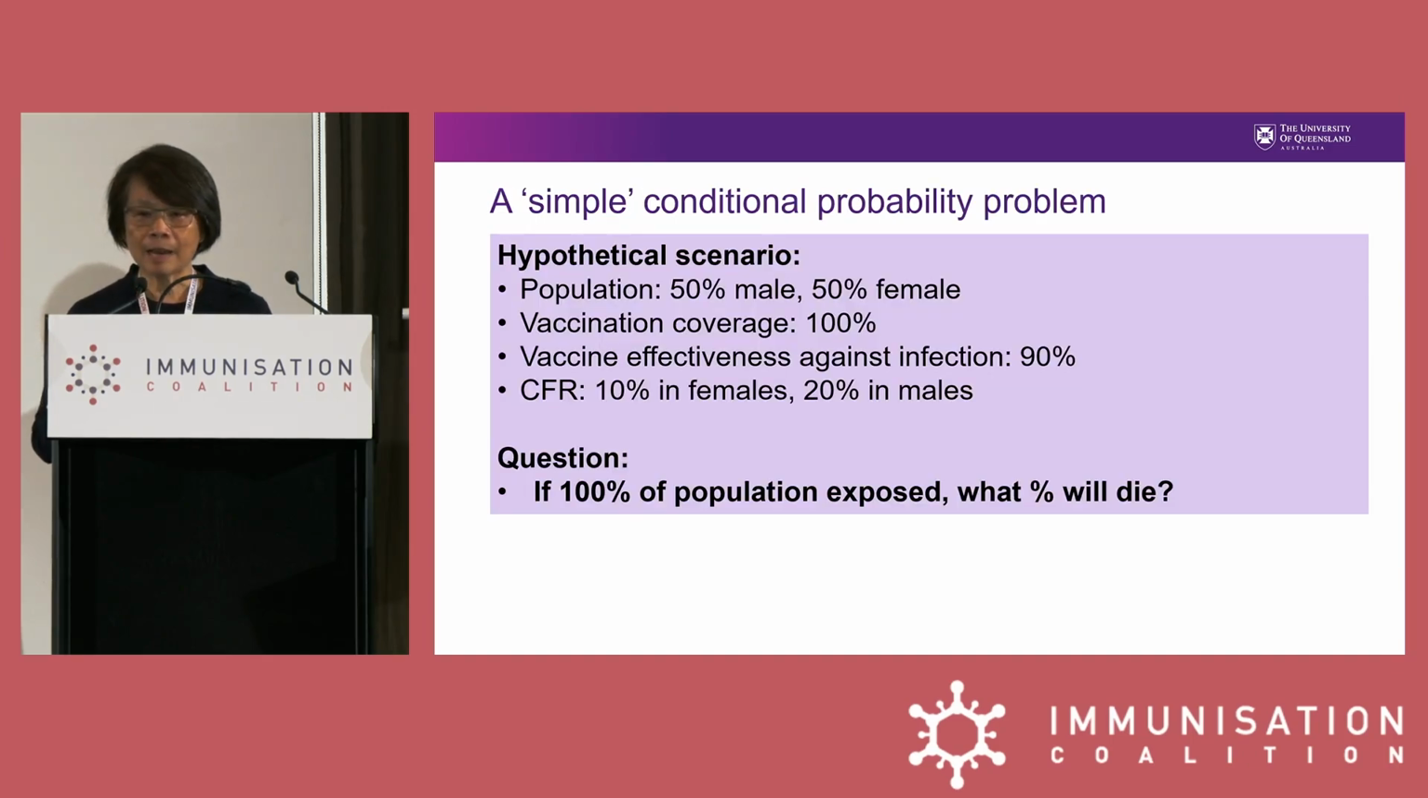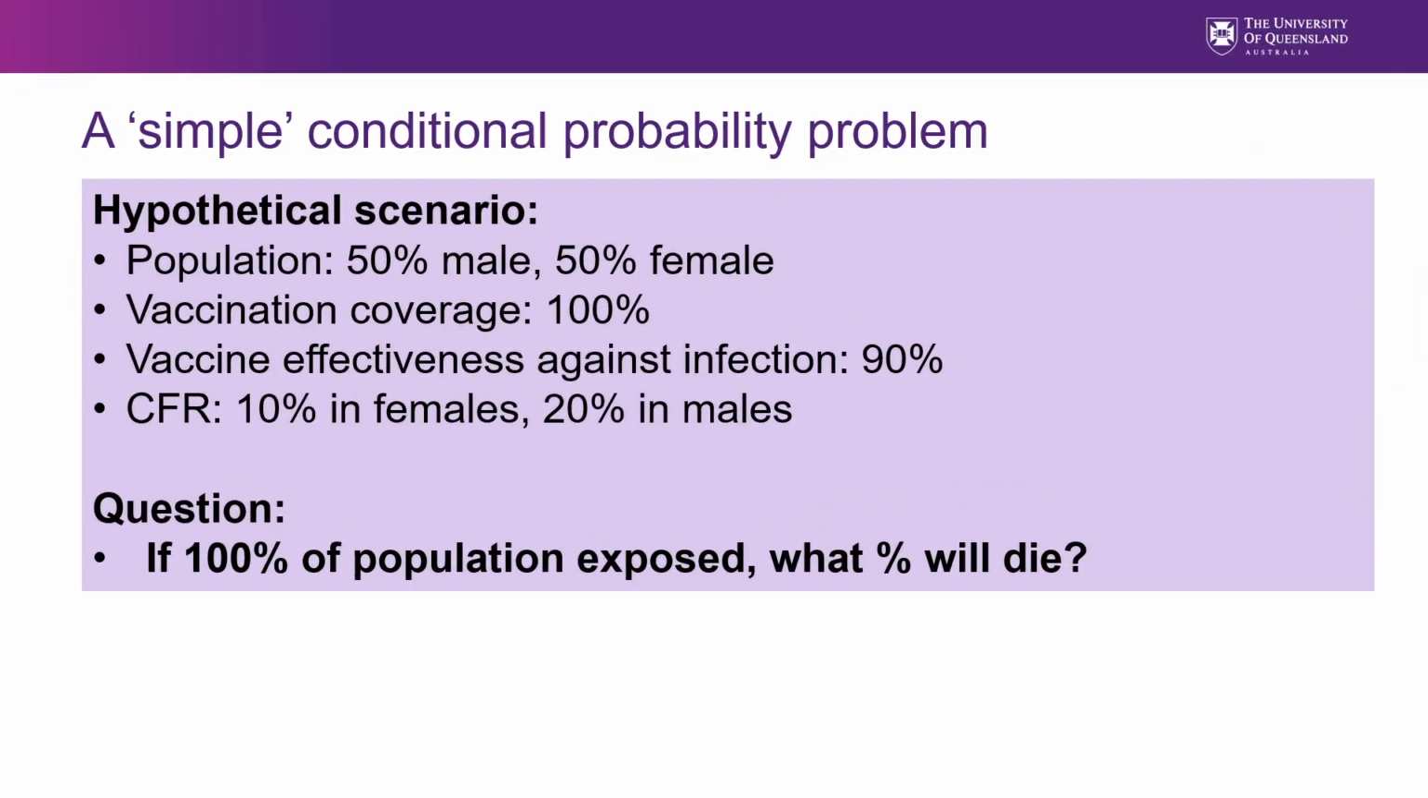So here's an example of a relatively simple conditional probability problem. Say we have a population, half male, half female, 100% vaccinated just to keep it simple, and vaccine effectiveness of 90%, so it works pretty well. And if you get infected, you have a case fatality of 10% of your male and 20% of your female. So the question is, if 100% of the population is exposed and have a chance of being infected, what percentage will die?